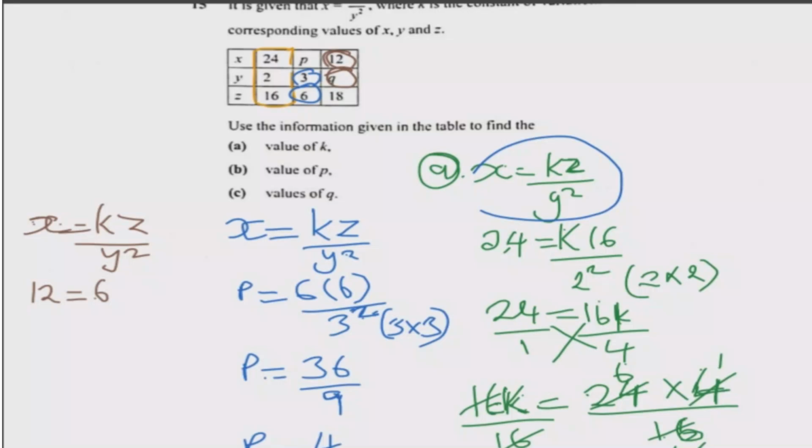Then what is the value of z? That is 18, so 6 times 18. Then what is the value of y? We are given q, so we have q squared there. So now we evaluate: we have 12.